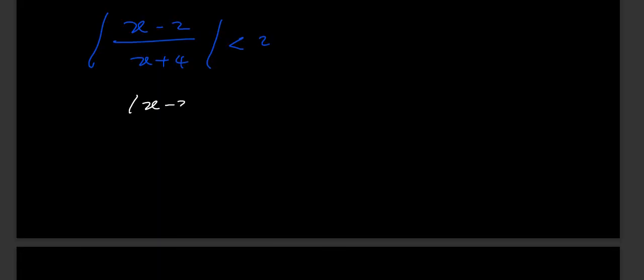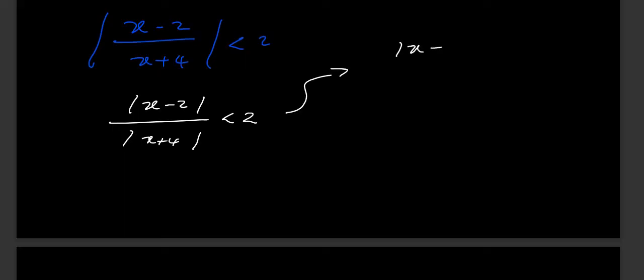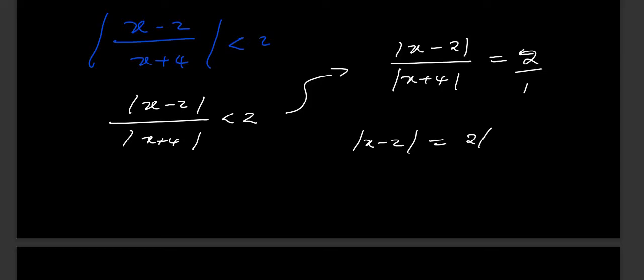This is x minus 2, then you have x plus 4, and this is less than 2. You can now change it to x minus 2 on top and x plus 4 down below, and change it into an equal sign. So this is a 2 there, then cross multiply. This is the easiest path. Instead of doing cases, you can just have something like this. Then now you can square both sides.